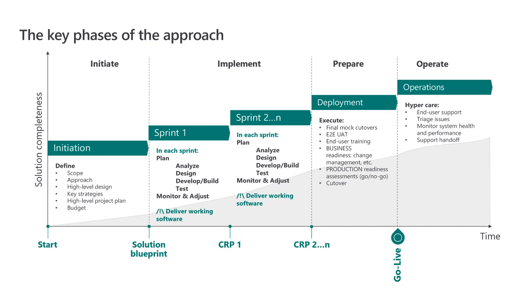And then within the implement phase, there may be multiple sprints within that implementation phase, and each sprint is a self-contained cycle of delivery of working software of a portion of the business process that is in scope. Each sprint builds on the work from the previous sprint. It's essentially an iterative delivery, an incremental delivery as well of the business process.